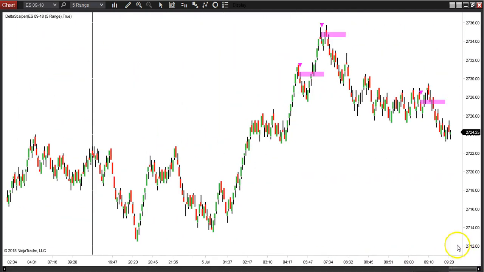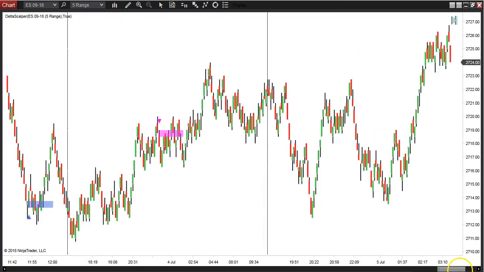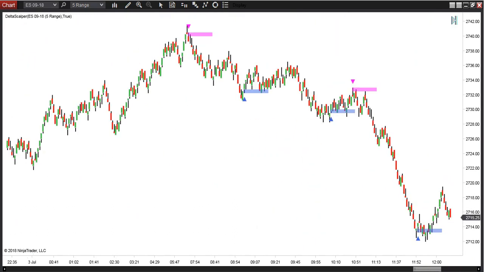Okay, so again, today's Thursday, July 5th. It's around 9:30 in the morning right now, and you can see, again, a 5-range chart. Just going back, you can see a lot less signals when you have that filter on. And again, I'm looking for potential reversals in the market. So you get this nice trade here. This one kind of goes sideways. Again, you catch this nice move down here.